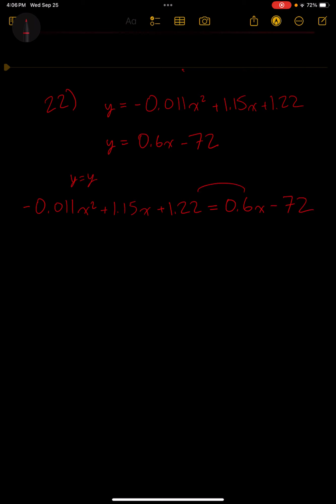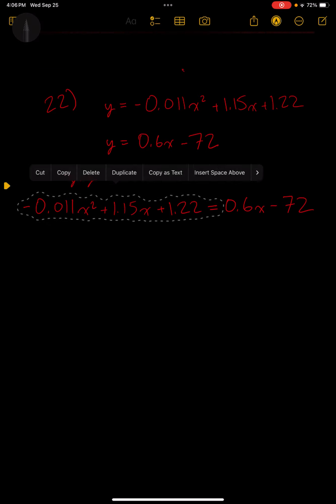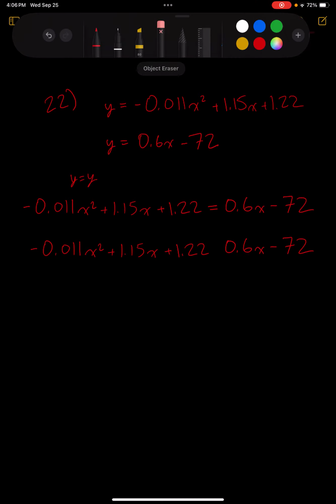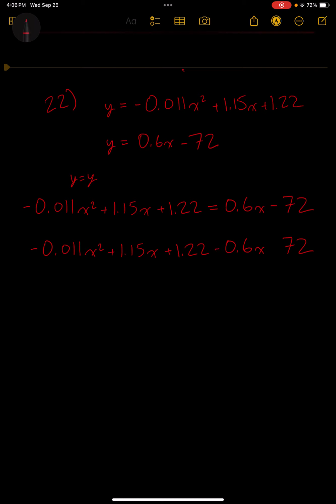The next step is to move everything onto the same side of the equation. Because I'm lazy, I'm just going to duplicate this, and bring this over. Actually, I should duplicate that too, except the signs change. Mathematicians are always lazy. Equals 0. So this becomes minus, this becomes positive.